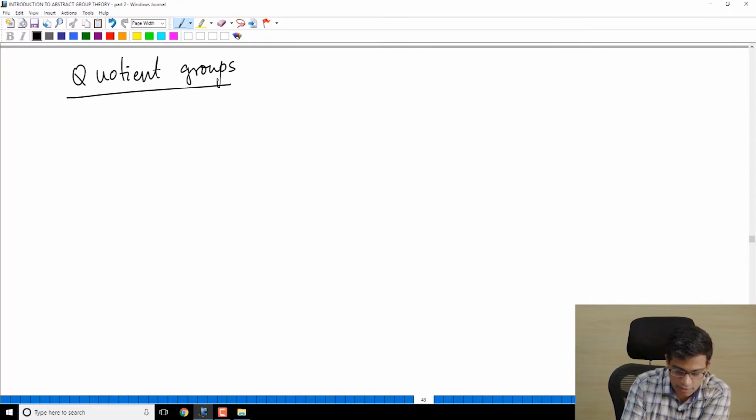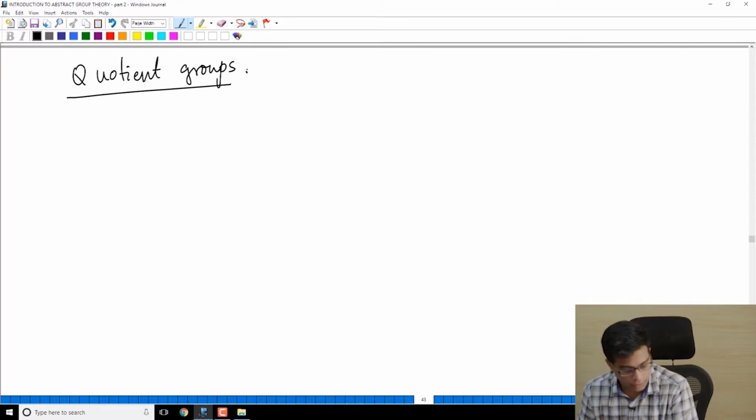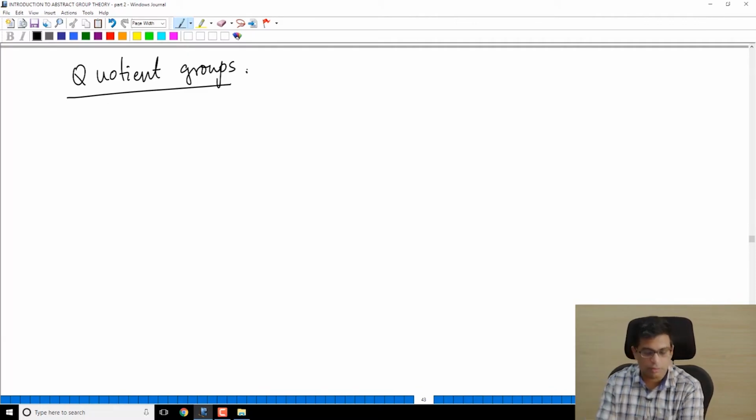Okay, this is a very important notion that is used all the time in group theory. So it's important for you to carefully understand the notion and be able to apply various theorems and properties of quotient groups that we will study. So I'm going to introduce to you what quotient groups are using some definitions and some properties. The basic idea is the following.